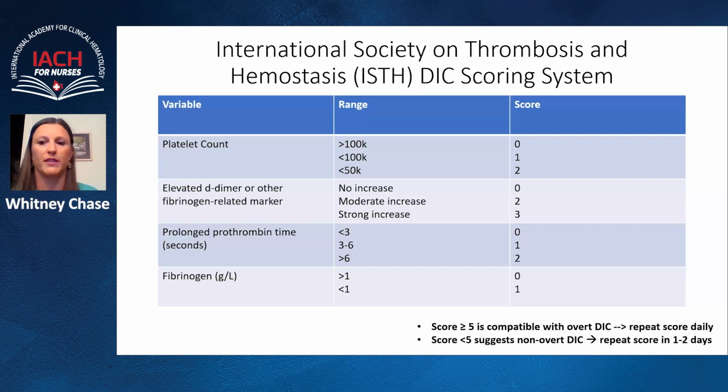So this scoring system is like golf, the lower the better. A score of 5 or more indicates overt DIC, and a score of less than 5 is suggestive but not affirmative of overt DIC. So we can continue to calculate this score daily to gauge how our patient is responding to treatment.